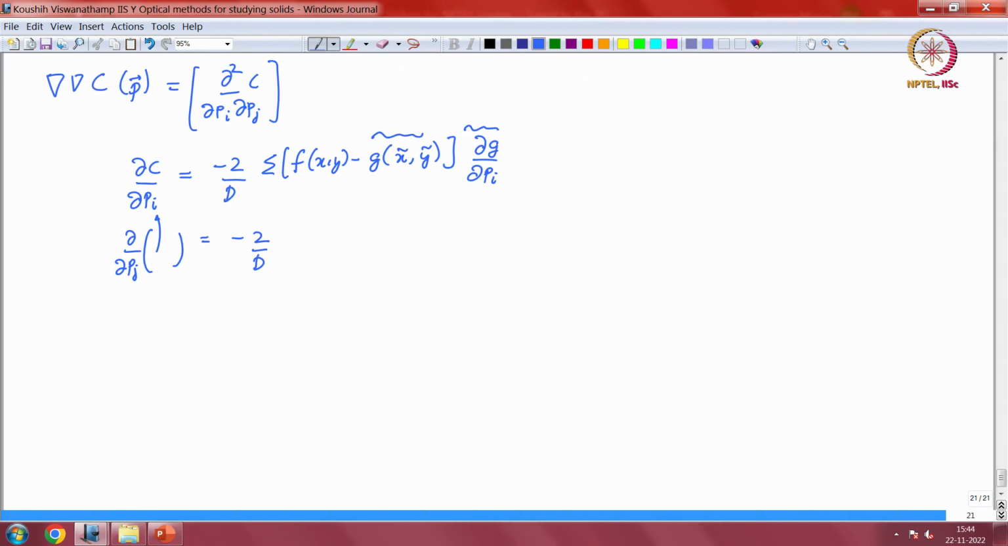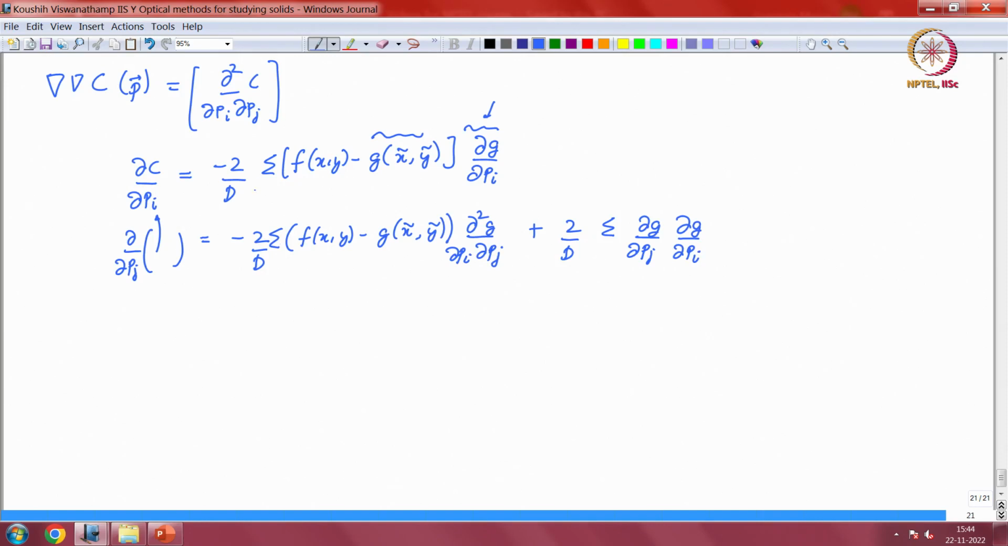So, if you act on this guy first, you will continue to have f of x comma y minus g of dou square g by dou p I dou p j, that is the first term, and you will have a second term which will have a minus sign. So, it will be plus 2 by d, but now the second term will act on the g inside the bracket. So, you will get a dou g by dou p j dou g by dou p I.